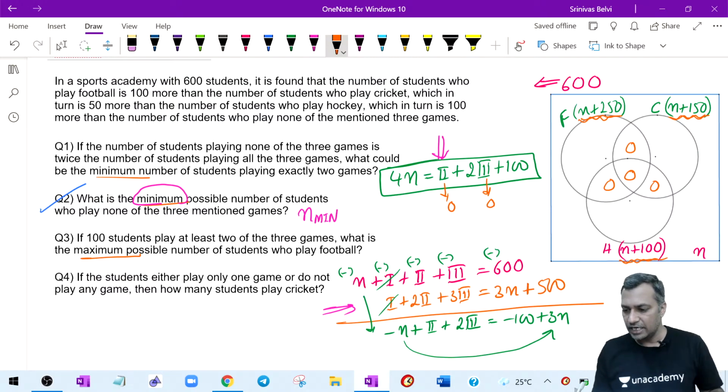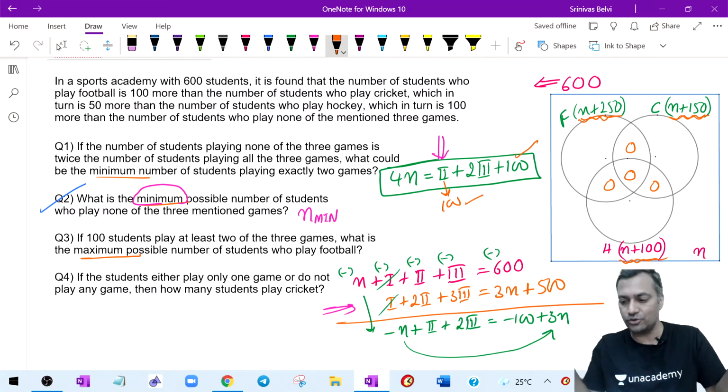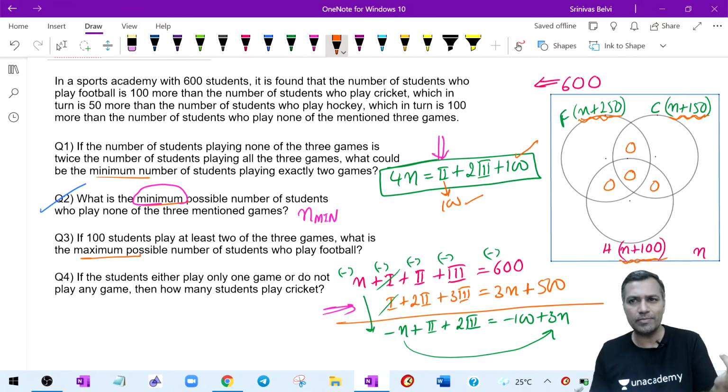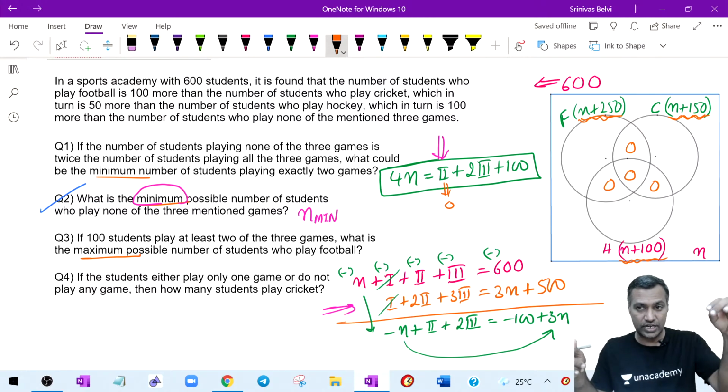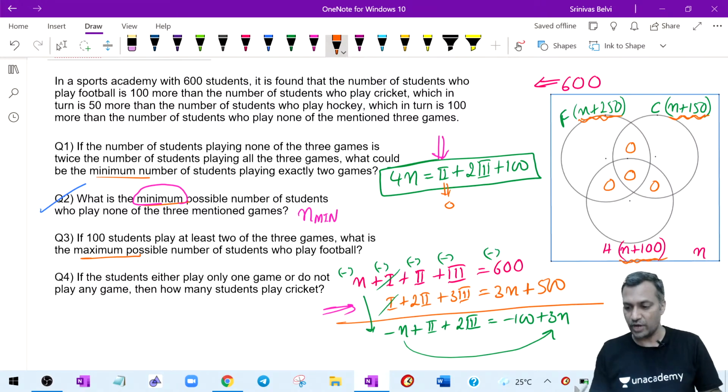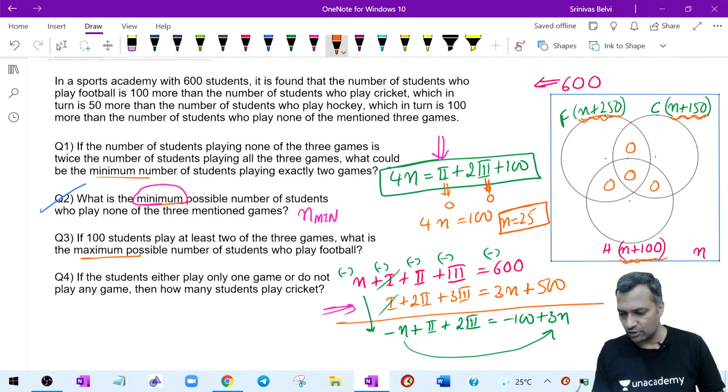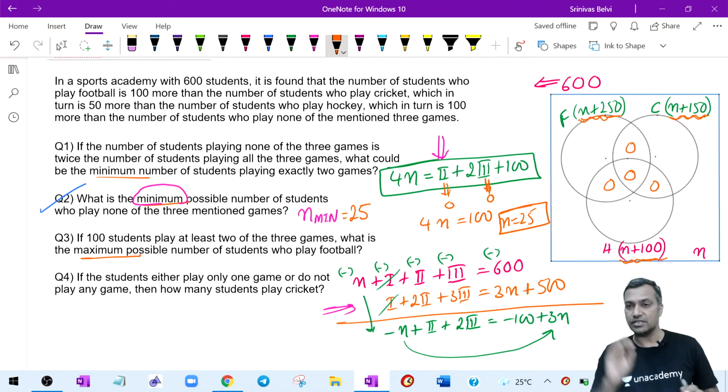Why do you want minima? If you write some number here, your region of none, 2 becomes 100, then there is 100 and 100. You are increasing the value, trying to make it 200. Don't make it 200. You want the minima here, so you treat this to be 0. This is what you have to learn, because as we go deeper, this is the conviction you need to have. This is 0 and this is 0. Therefore 4n is equal to 100, so n is equal to 25. That is the answer to this question. This question's answer is 25.